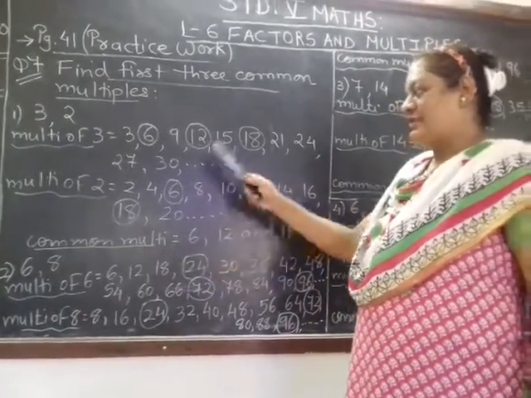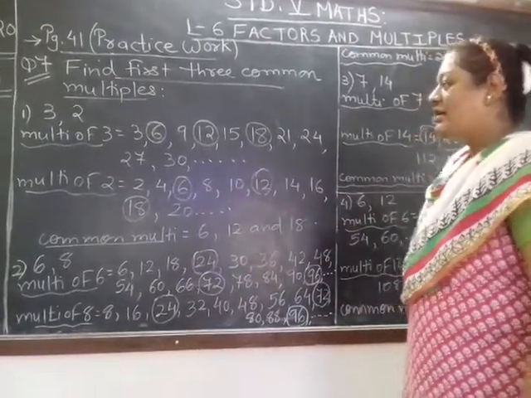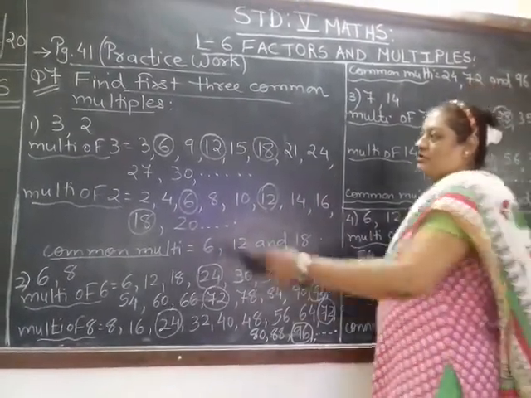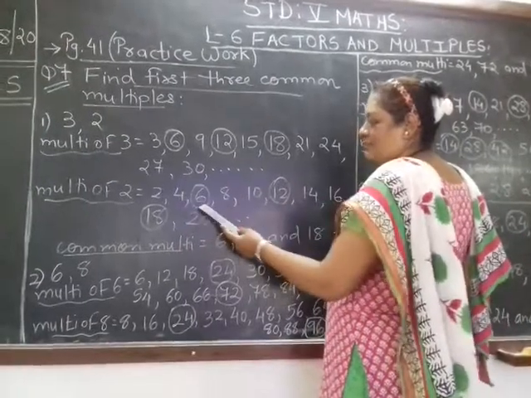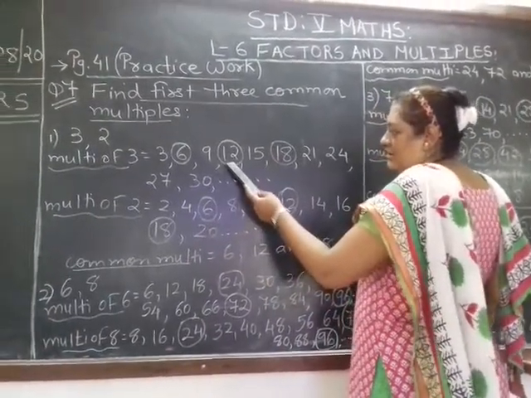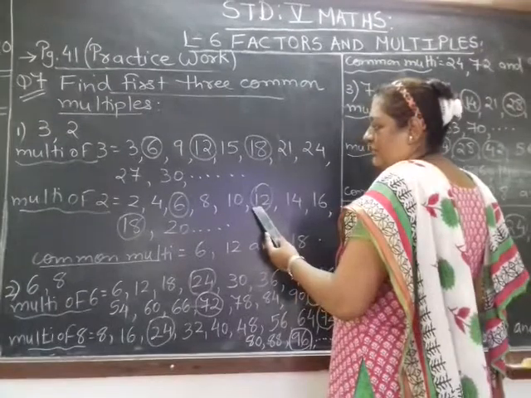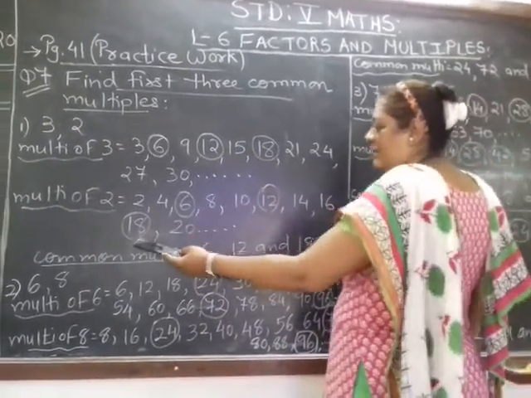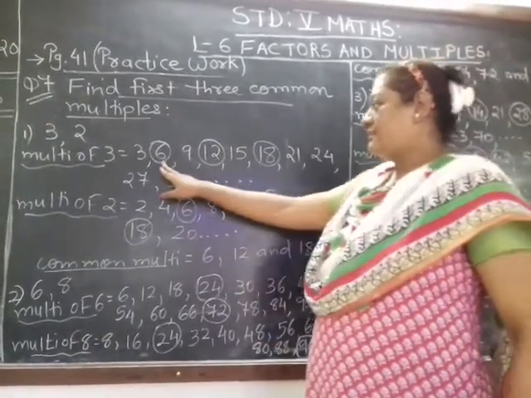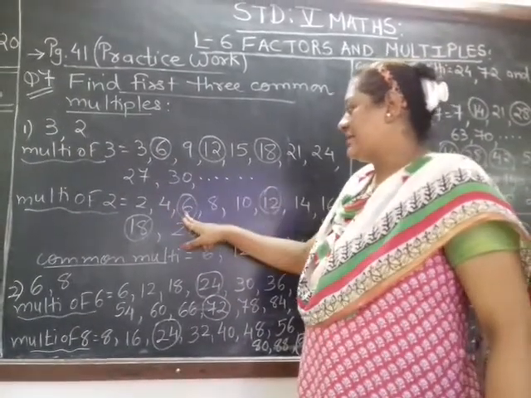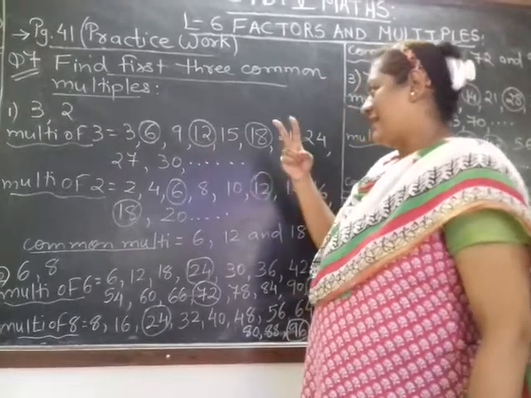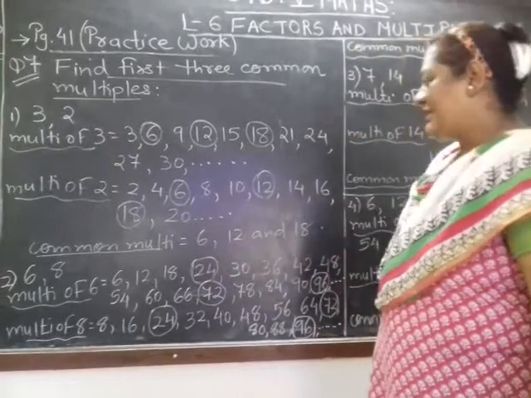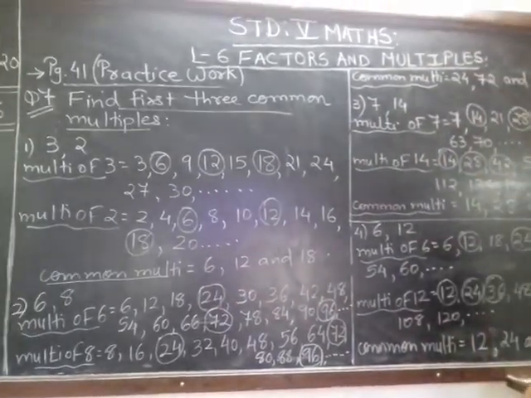Now common multiples. First you can see I had circled again the multiples in the multiples of 3 and 2. So 6 is in the 3 as well as 2, common. In the table of 3, 12, and in the table of 2, 12. So again 2 are common. Table of 3, 18. Table of 2, 18. Again 3 are common. So I got the first three common multiples. 6, 6, first. 12, 12, this is second common multiple. 18, 18, this is third common multiple. So 6, 12, and 18 are the first three common multiples of 3 and 2.